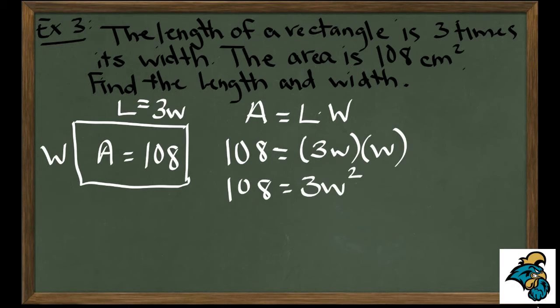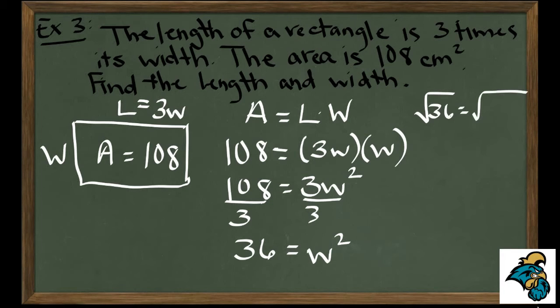I'm trying to solve for w, so I'm going to divide both sides by 3. That gives me w squared is equal to 36. Then I can use what's called the square root property, or the square root method. I can take the square root of both sides. Square root of 36, and I'm going to take the square root of w squared. The square root and the square undo each other, so I'm just left with w on this side.